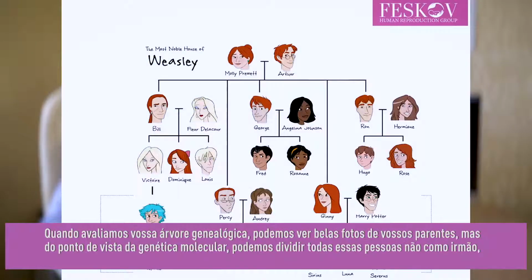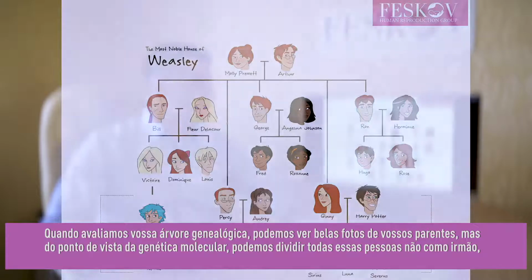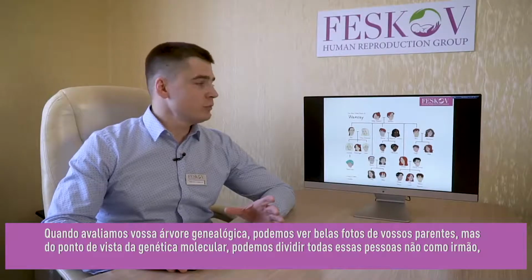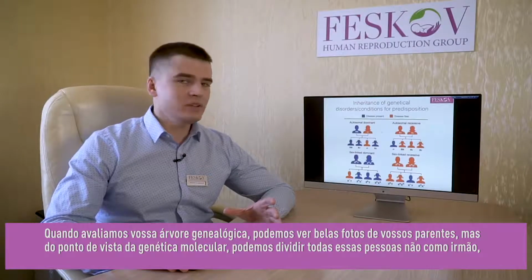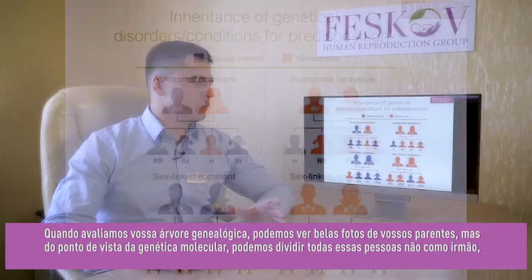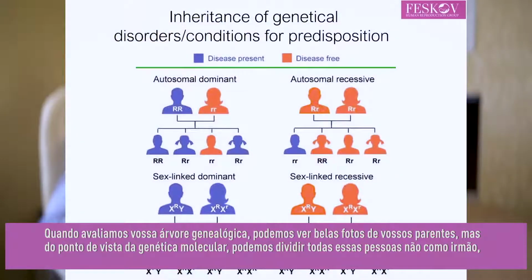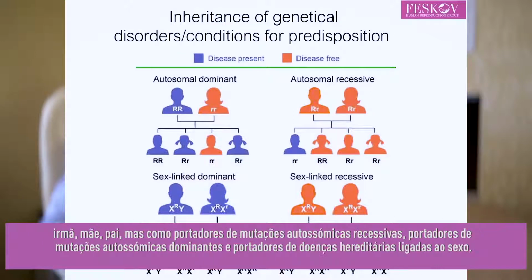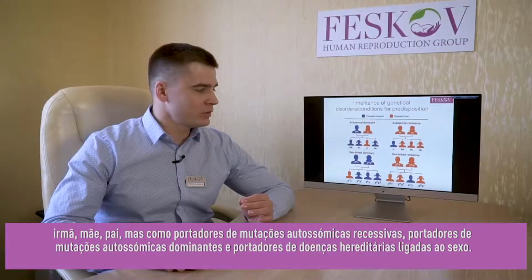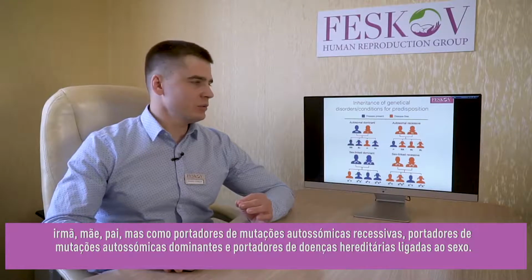When we assess your familial tree, we can see pretty pictures of your relatives. But from the molecular genetical point of view, we can divide all those people, not as brother, sister, mother, father, but as carriers of autosomal recessive disorders, carriers of autosomal dominant disorders, and sex-linked disorders.